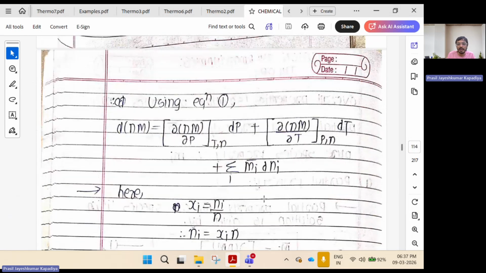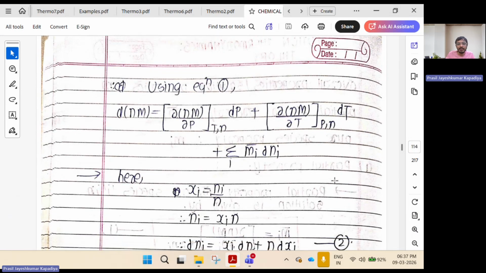It is mi bar dni. Okay, so we stop here and we go ahead. So how can I define my mole fraction of any component? Mole fraction xi is ni, moles of that particular component, divided by total moles. So ni is nothing but xi into n.